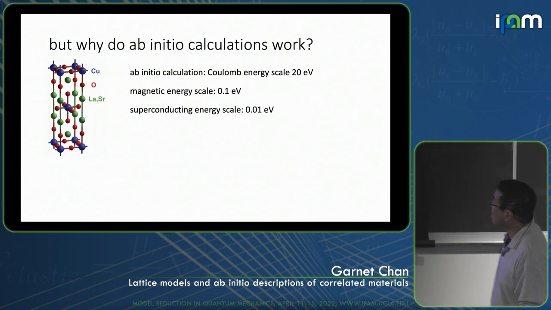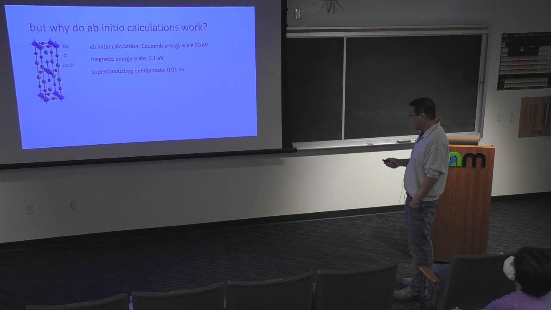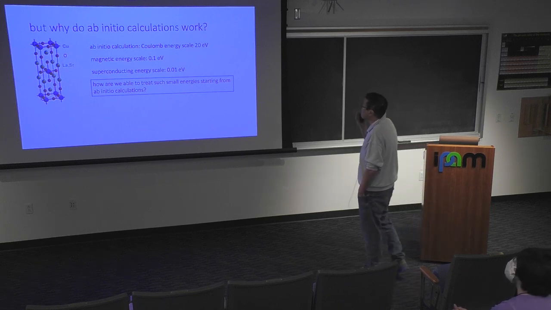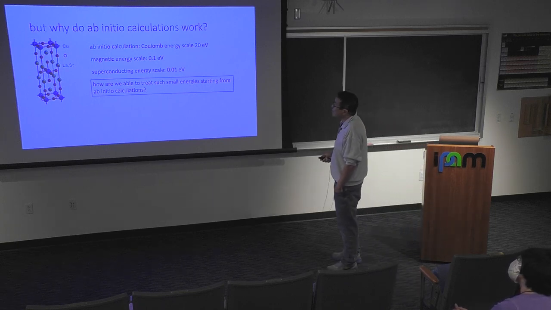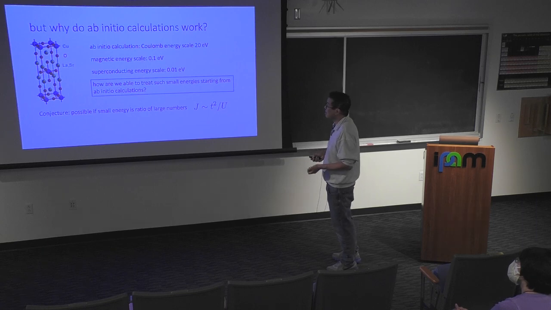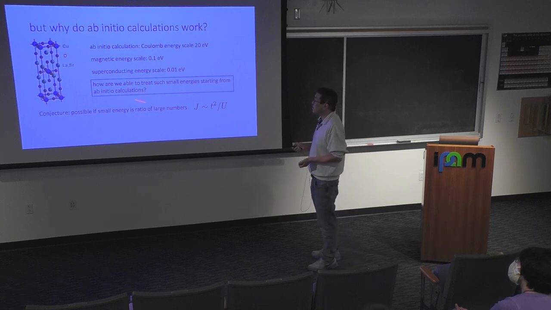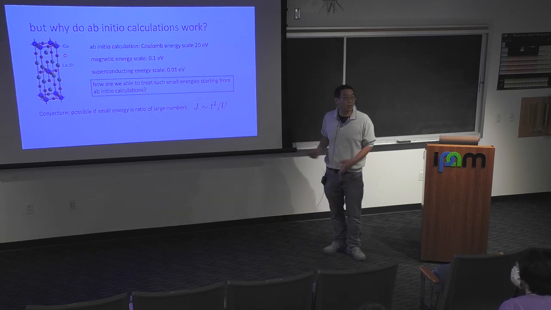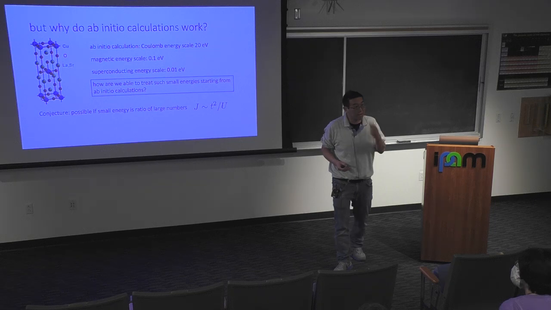And I don't have a good answer for why things actually work. But this is some guess. How are we able to treat these small energies starting from ab initio calculations? I think the reason why things work is because the small energy scales don't arise as a difference of large numbers. They arise as the ratio of large numbers. So for example, the exchange energy is kind of in these units roughly, so it's in units of large numbers divided by large numbers. And you can make small errors even in the denominator here, but it's a large number, so it doesn't really matter at the end of the day.